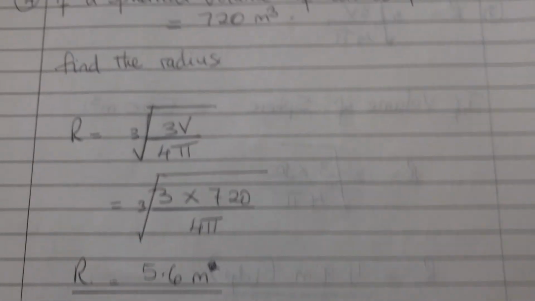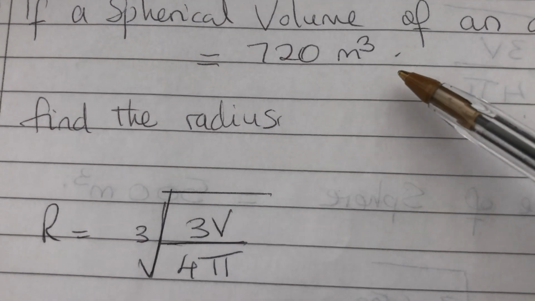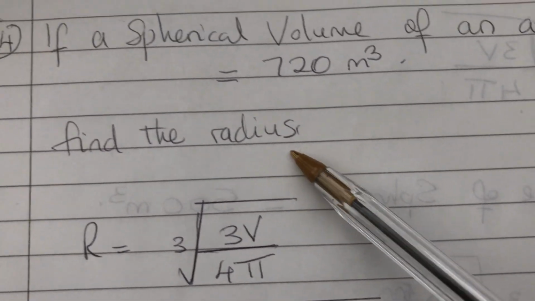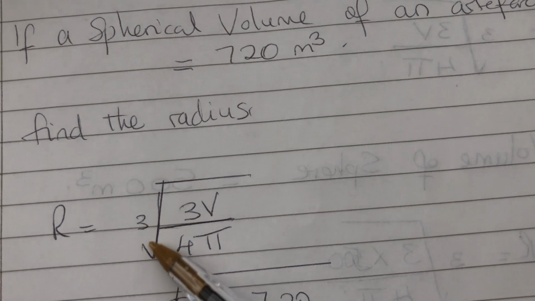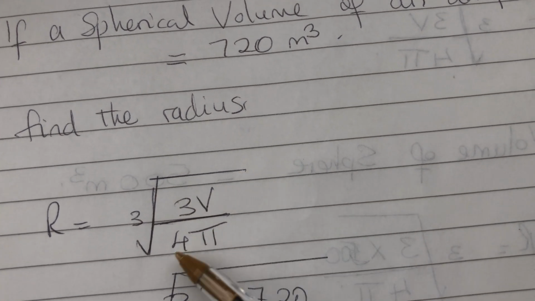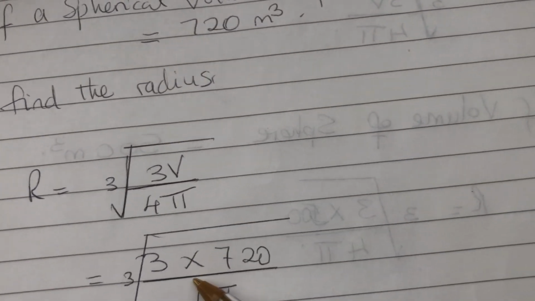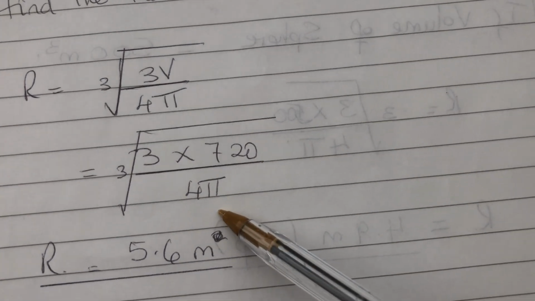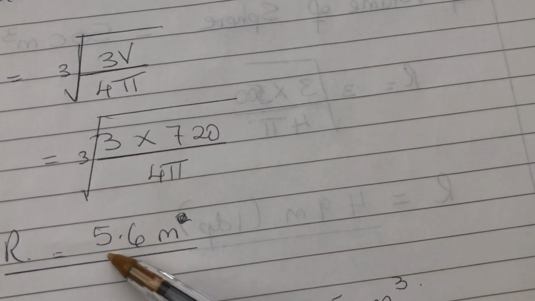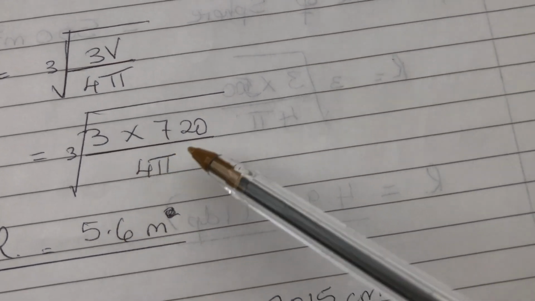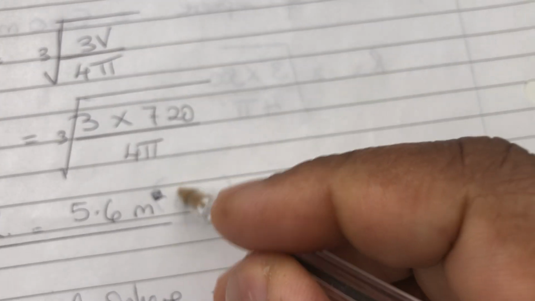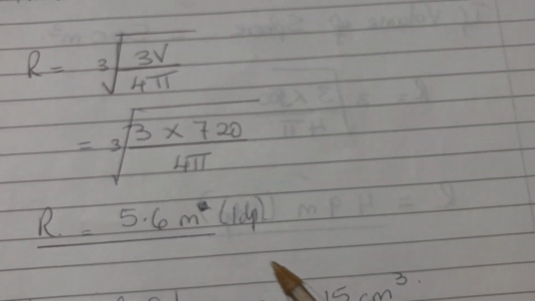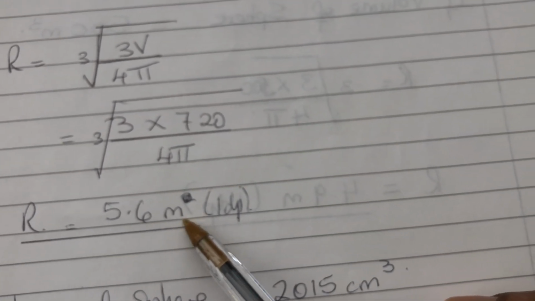Now again, volume of the sphere is 720. Okay, so to find the radius, it is the cube root of 3v divided by 4 pi. So 3 times 720 divided by 4 pi. Okay. If you do it again right to 1 decimal place, you should get 5.6 meters.